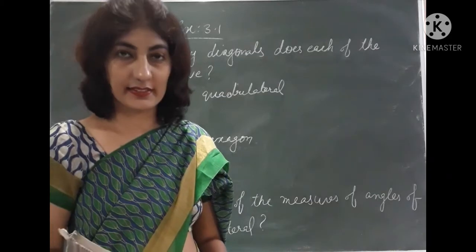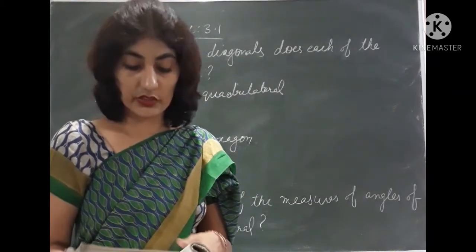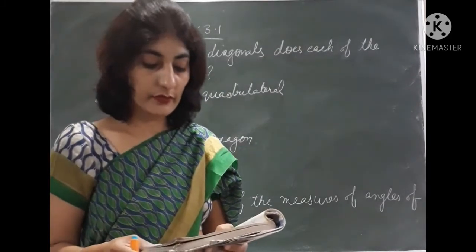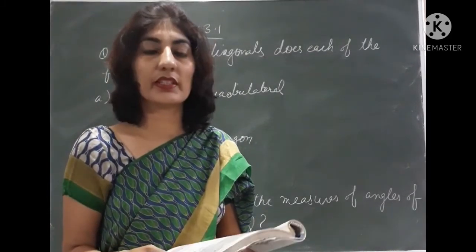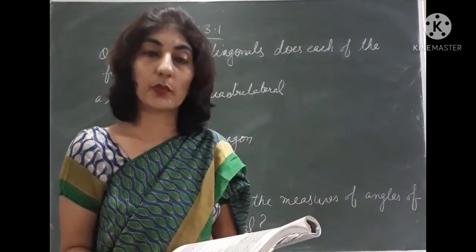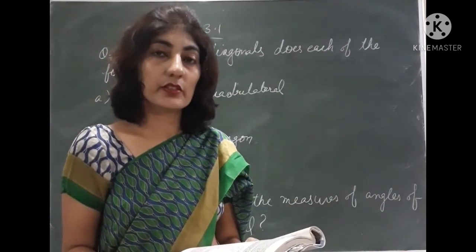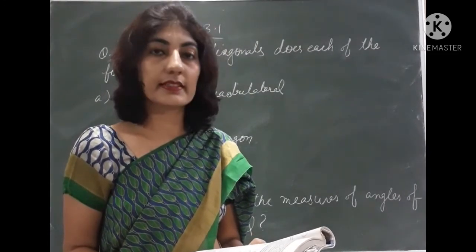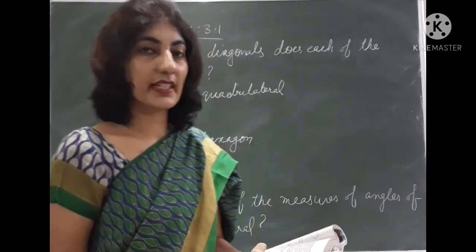Now let us start exercise 3.1. Question number 1 you can do in the book only. Given here are some figures. You have to classify them on the basis of whether they are a simple curve, simple closed curve, polygon, convex polygon, or concave polygon. This you try yourself. Coming to question number 2. How many diagonals does each of the following have? How many diagonals are there?